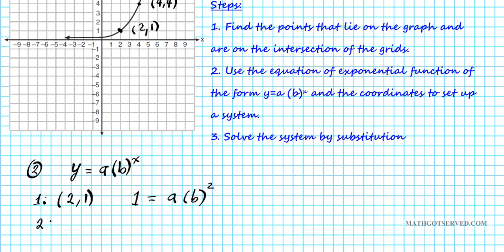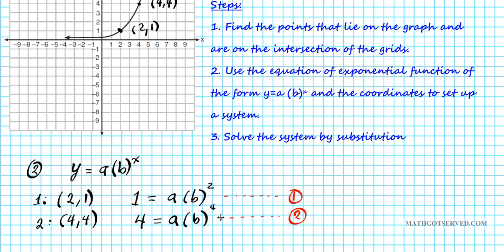The second coordinate is (4, 4). You see what that's going to be? Plug in 4 for the y and 4 for the x. So you have 4 equals a times b to the what? To the 4th power. Okay. Now let's call this our first equation, equation 1. And let's call this equation 2.